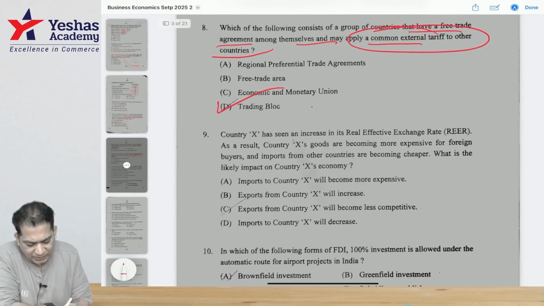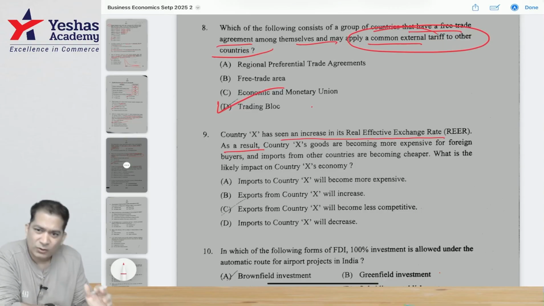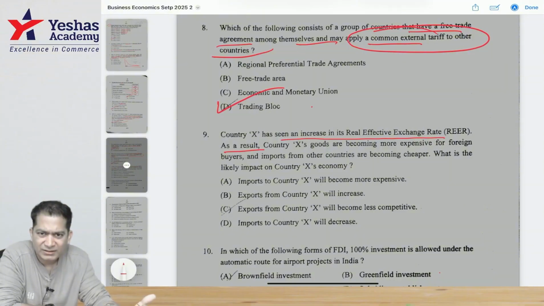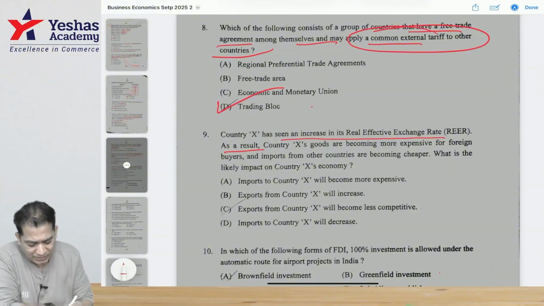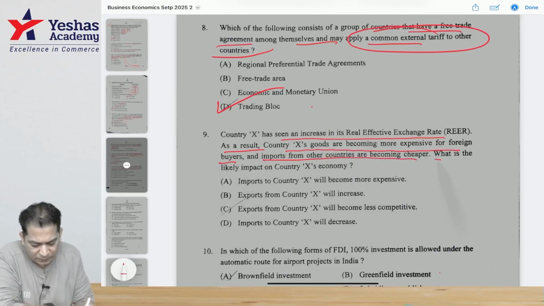Country X has seen an increase in the real effective exchange rate. Real effective exchange rate is increasing, or even when the nominal exchange rate is increasing, your currency is depreciating. Domestic currency is depreciating. Country X goods are becoming more expensive for foreign buyers, meaning exports become expensive for us, and imports from other countries have become cheaper. What is the likely impact on country X?